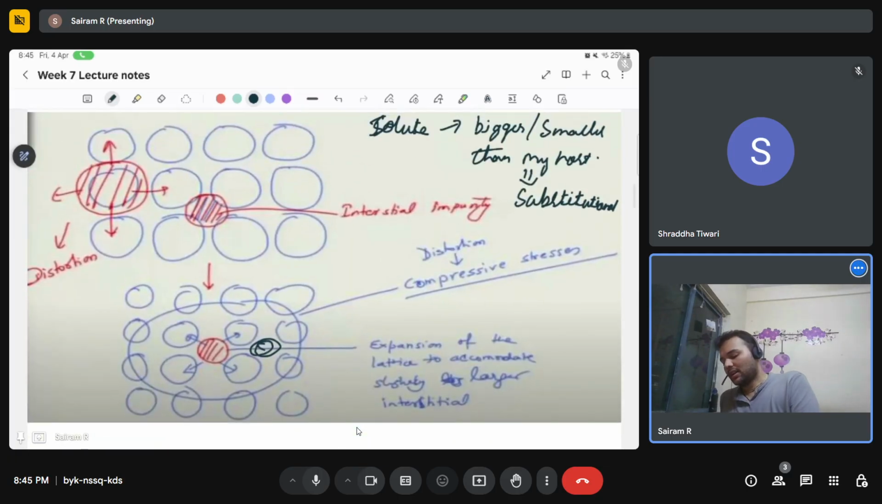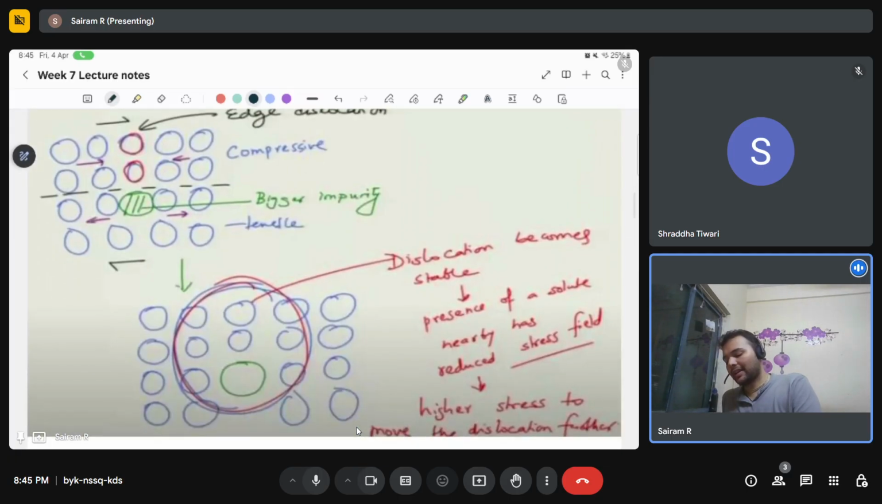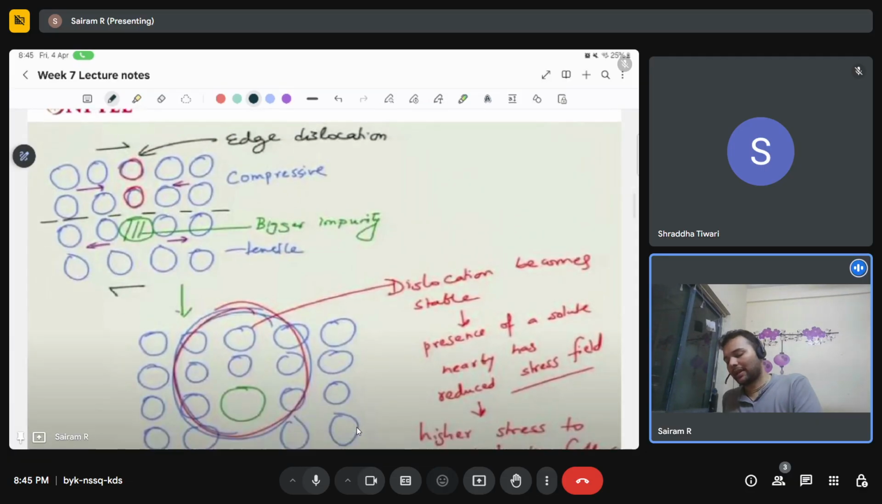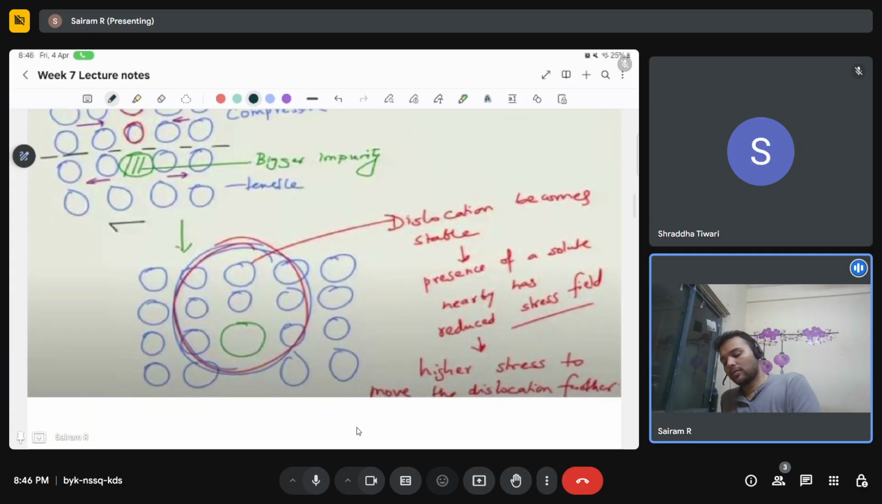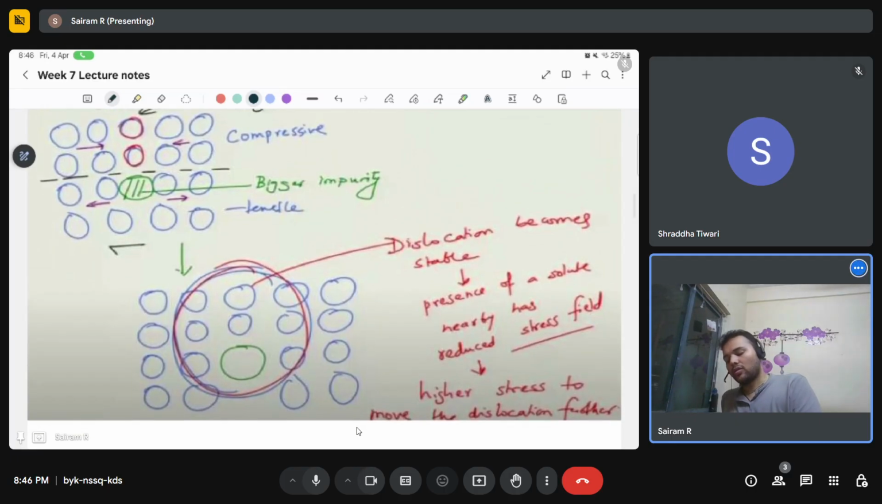Having said all this, what happens when these point defects start interacting with my edge dislocations or my line dislocations? Now there are two things that are going to happen when my substitution atoms or my solute atoms come and interact with the dislocations.